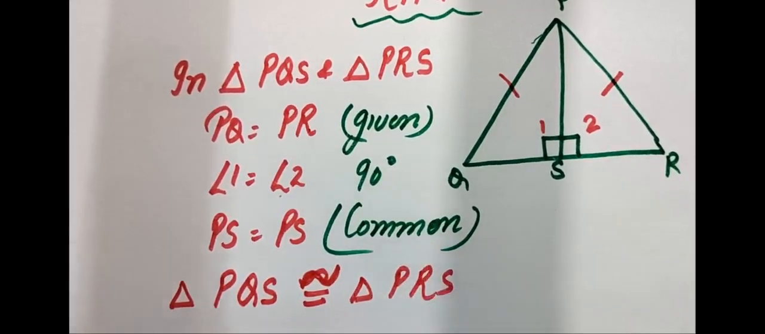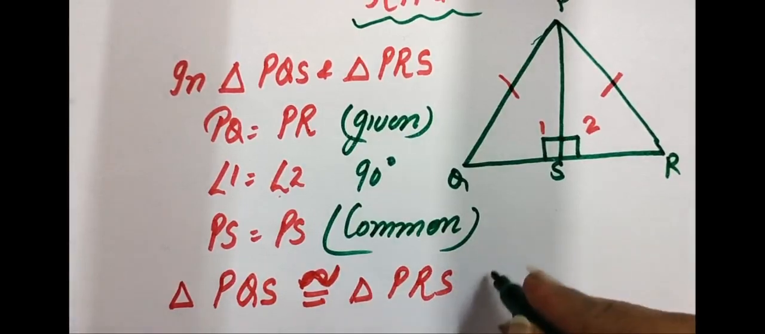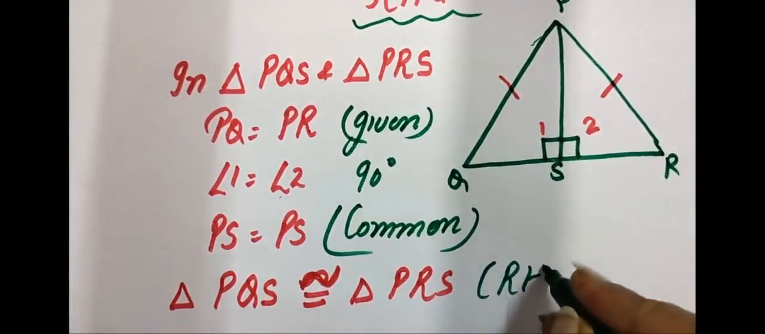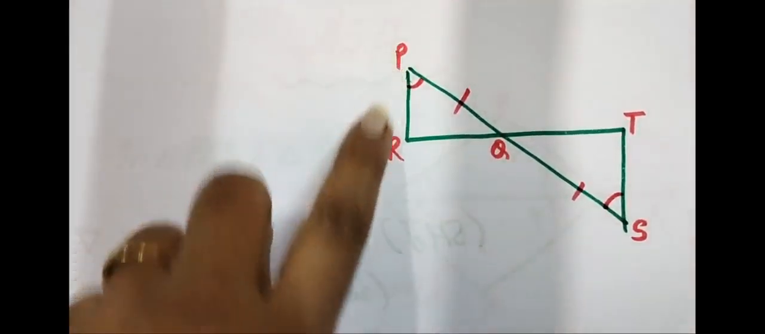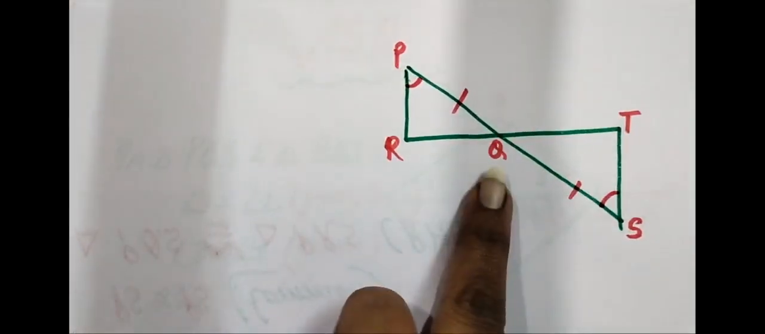PRS according to RHS. So these are the four criteria of congruency. Now let's solve one more example. I'm not going to tell you which criteria you have to use in this diagram. Here there is a diagram with two triangles, PRQ and TSQ.